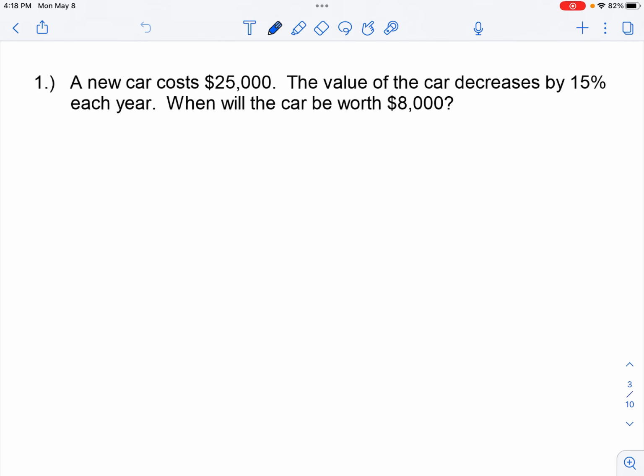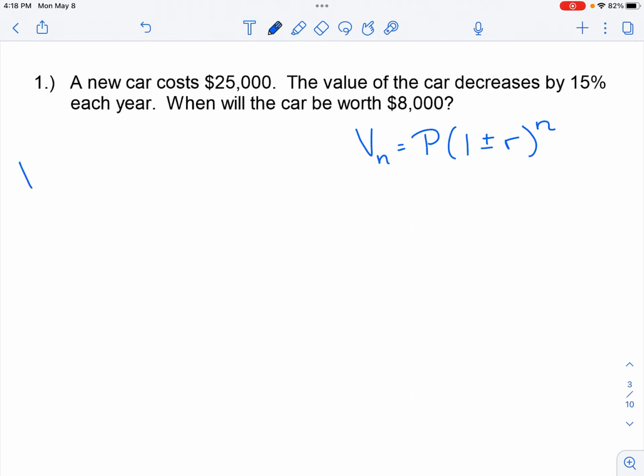Okay, first we've got to figure out which formula it is. Now, it's not saying anything about interest being earned on an account, so it's not Formula 1 or Formula 2. What I see here is we're talking about the value of a car, so value of a car indicates it's probably going to be the last one. So we're actually going to use Formula 4, which is V sub n equals P times (1 plus or minus r) to the nth power.